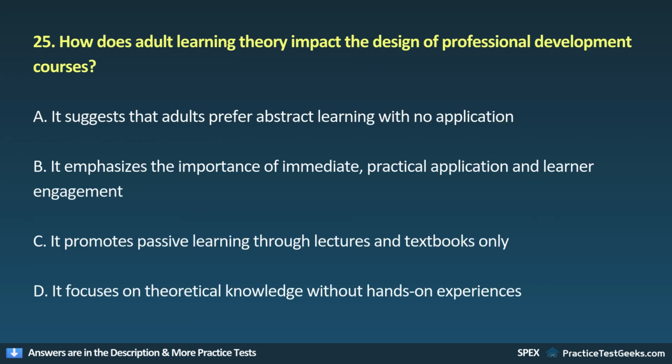25. How does adult learning theory impact the design of professional development courses? A. It suggests that adults prefer abstract learning with no application. B. It emphasizes the importance of immediate, practical application and learner engagement. C. It promotes passive learning through lectures and textbooks only. D. It focuses on theoretical knowledge without hands-on experiences.